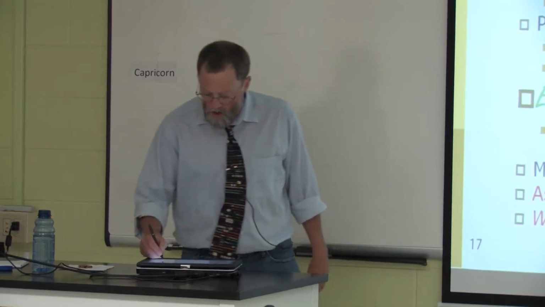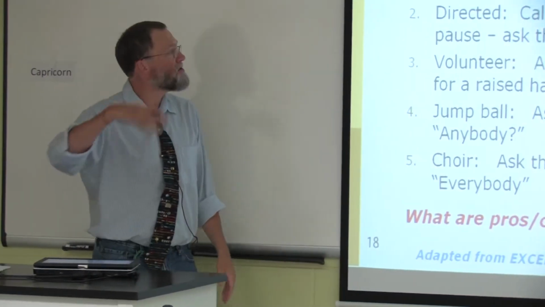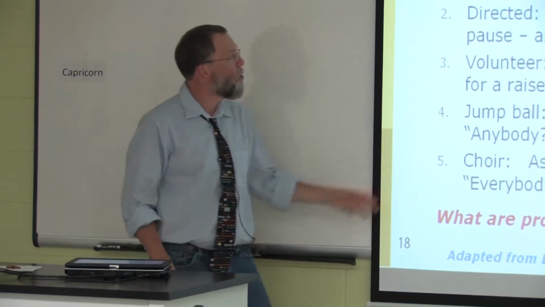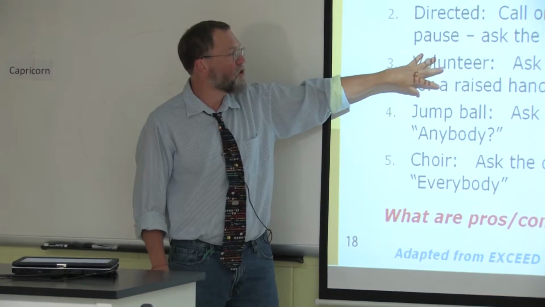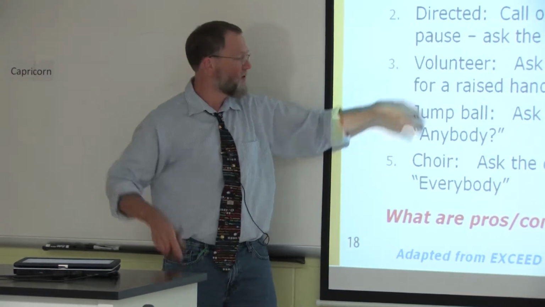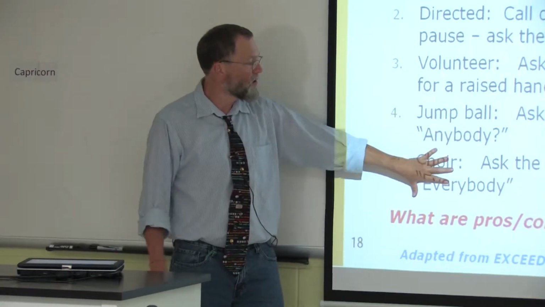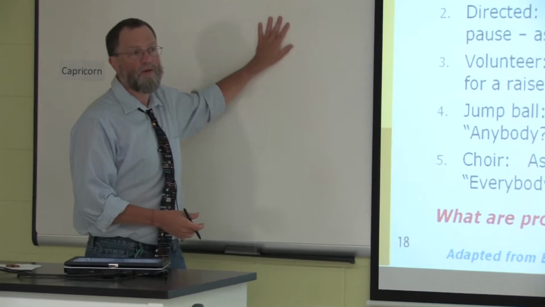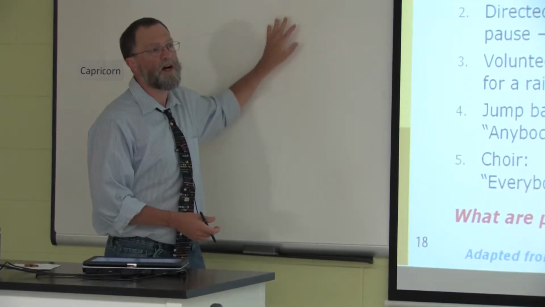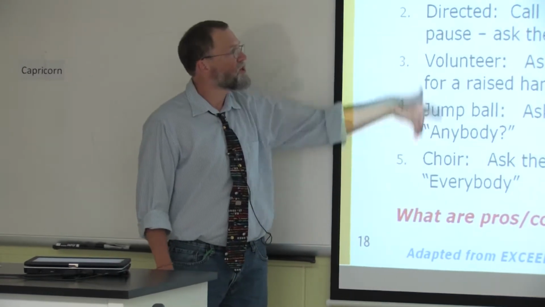Okay. The ways to call on the students, I'll just go through this quickly. The common one is ask the question, pause, and then call out somebody randomly, or call on a student that volunteers. So who wants to, there's a raised hand, we'll go for that. Jump ball is anybody, just ask anybody, or the choir is everybody. If this is something very common, like conservation of energy, kinetic plus potential, everybody says kinetic plus potential. So there are pros and cons for each one of these.